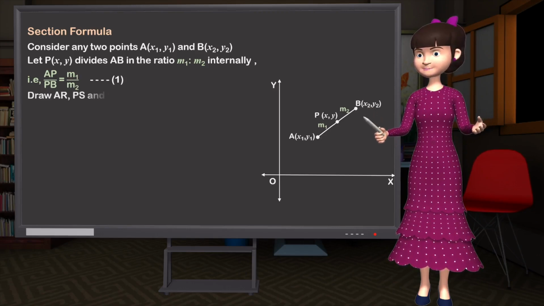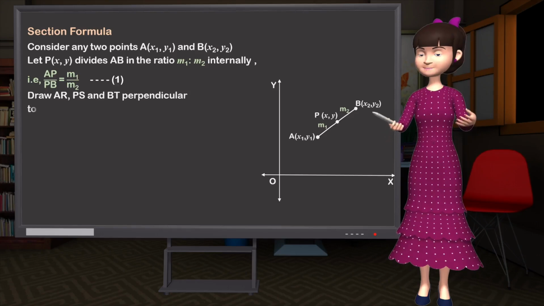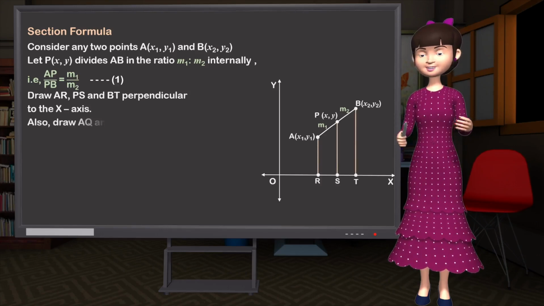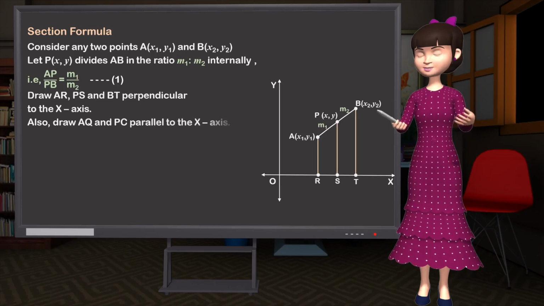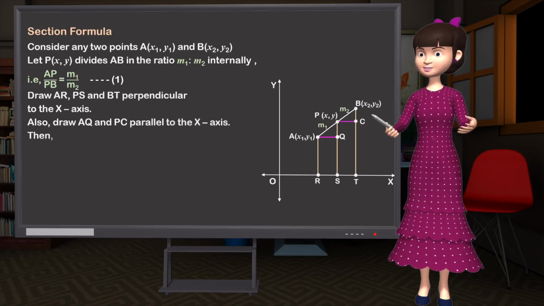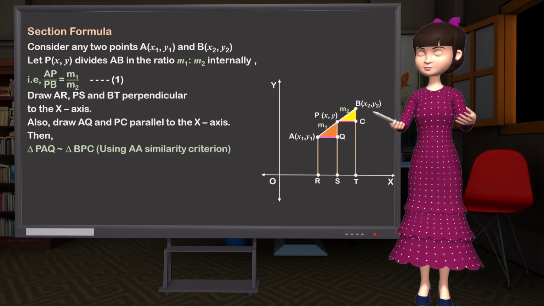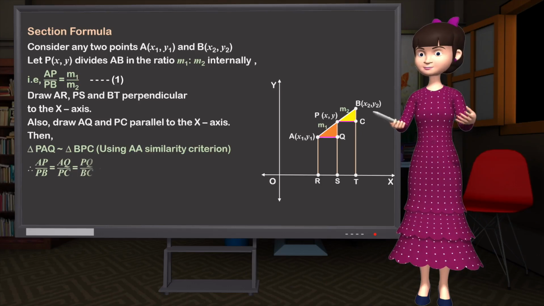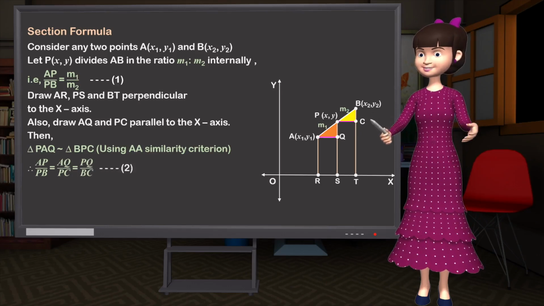Draw AR, PS and BT perpendicular to the x-axis. Also draw AQ and PC parallel to the x-axis. Then using AA similarity criterion, triangle PAQ is similar to triangle BPC. Therefore, AP by PB is equal to AQ by PC, which is equal to PQ by BC. Consider this as equation 2.